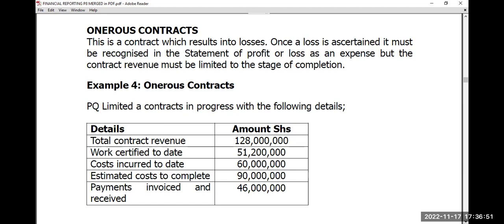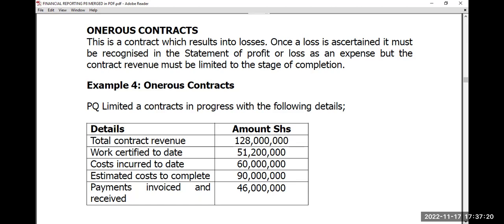These are basically the contracts that are resulting in losses. When you are engaging the contracts but actually making losses, how do we ascertain these losses? We are saying that once a loss is ascertained, it must be recognized in the statement of financial position as an expense.